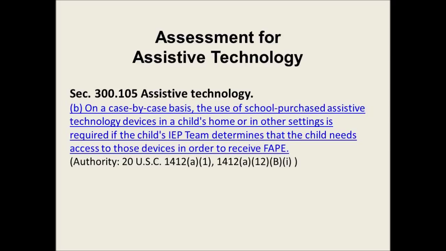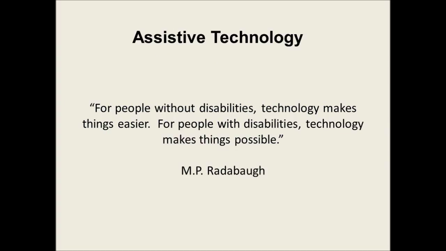The first slide is a snip from IDEA, and it's the legal reason to do assistive technology assessment. This snippet says, on a case-by-case basis, the use of school-purchased assistive technology devices in a child's home or in other settings is required if the child's IEP team determines that the child needs access to those devices in order to receive FAPE. Here in this slide, you see the educational reason to do an assistive technology assessment.